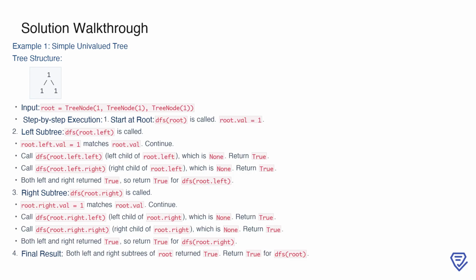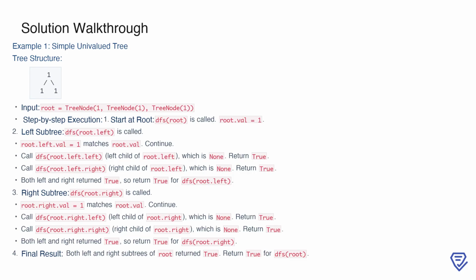The left child also has the value 1, which matches the root's value. The DFS function then checks the left and right children of this node, but since both are none, it returns true for these recursive calls. Since both the left and right subtrees of the left child return true, we return true for the left subtree.